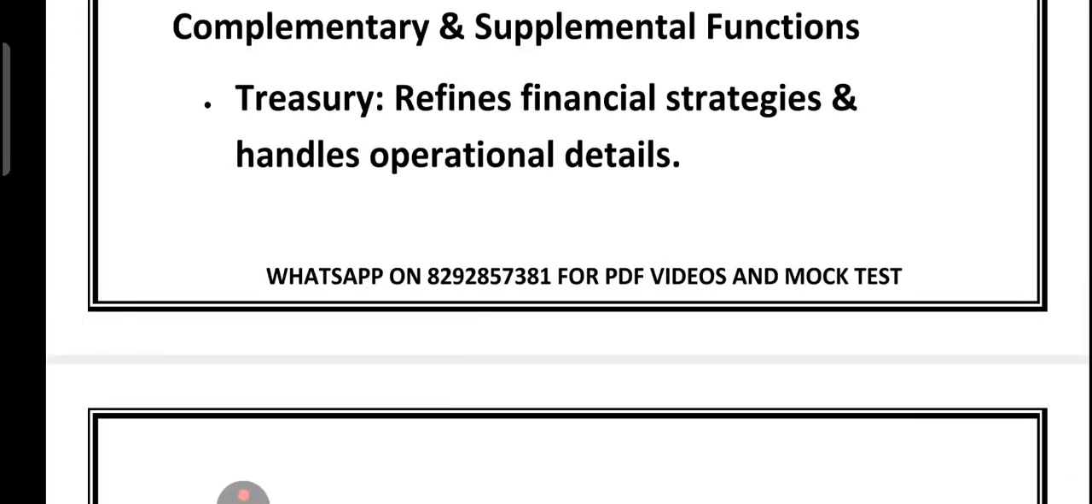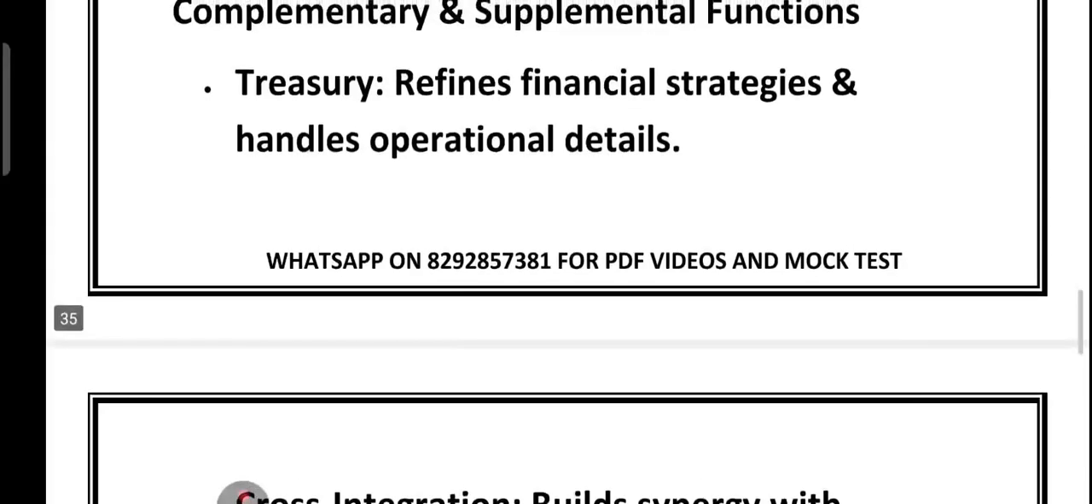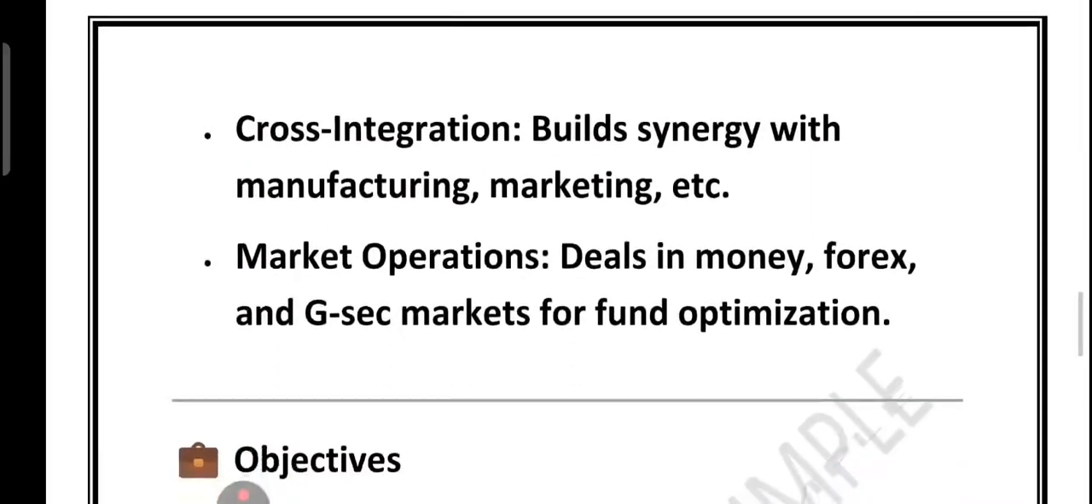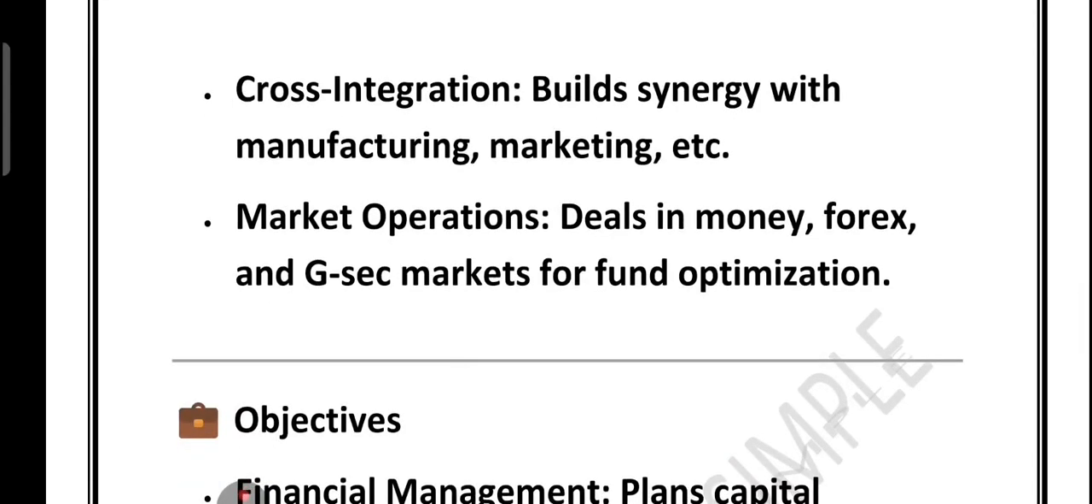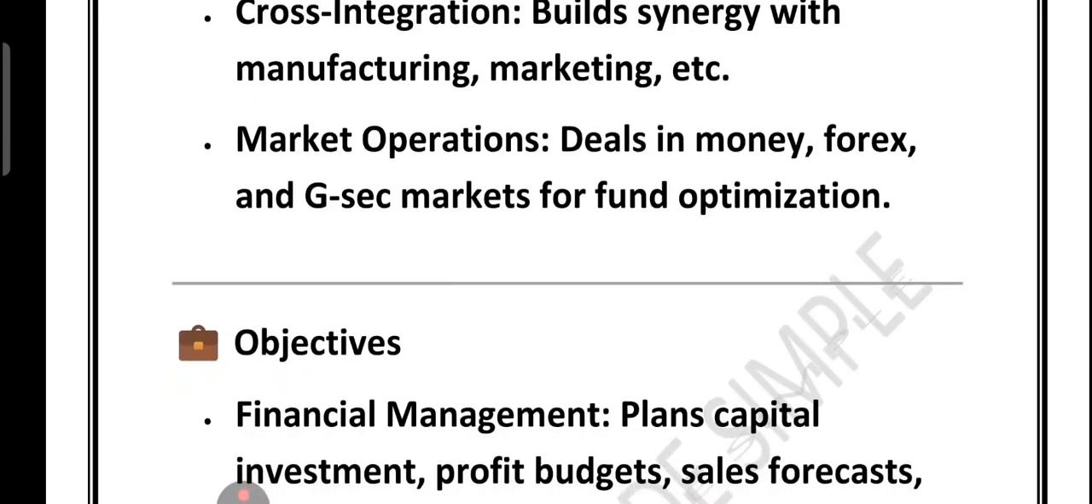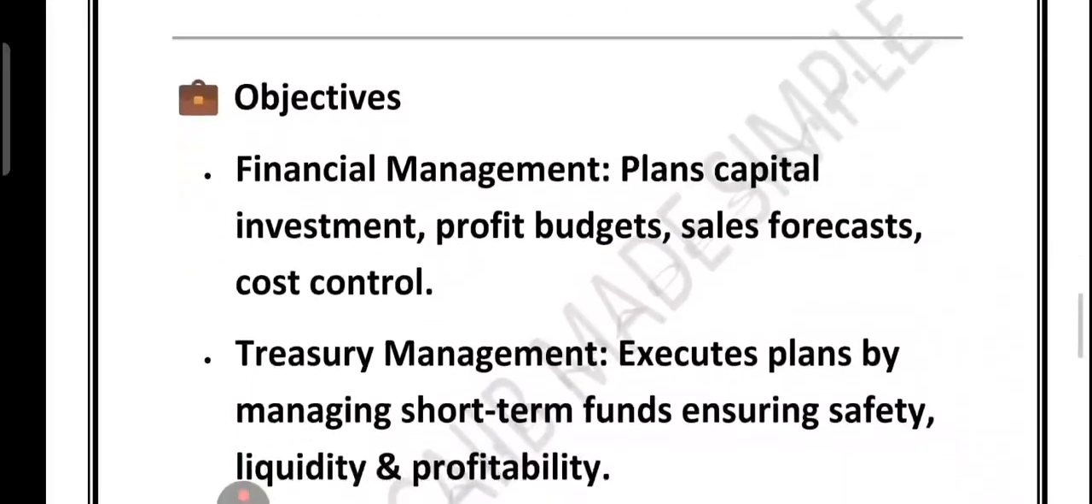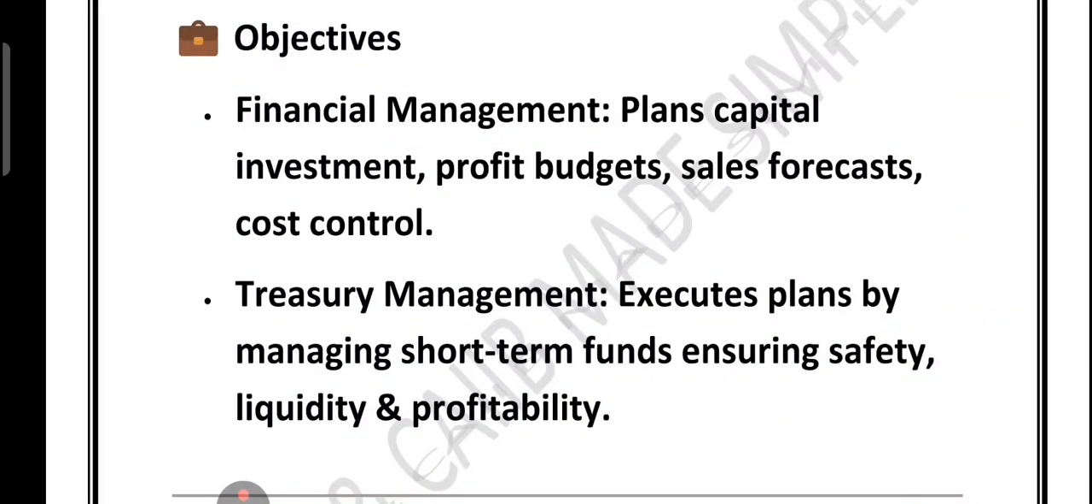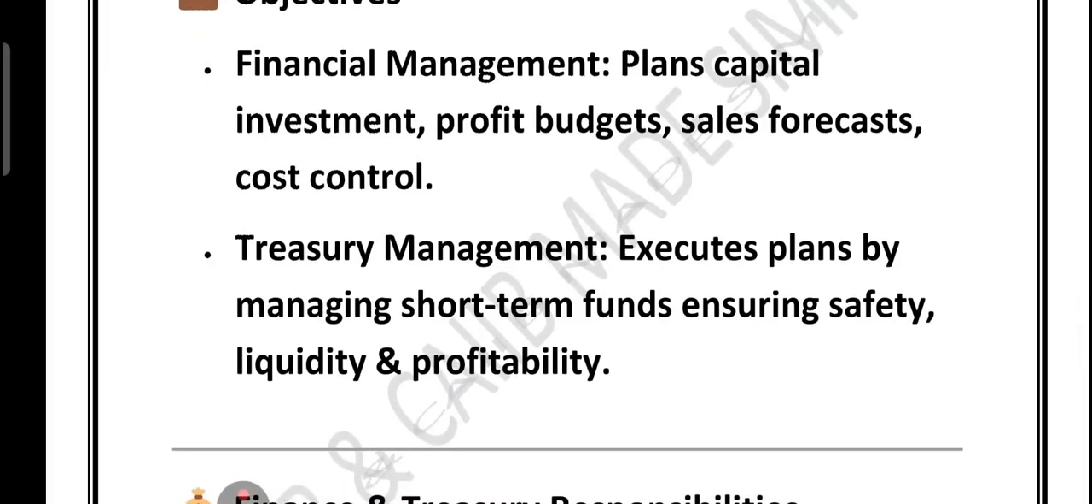Now we will explore how finance and treasury function complement each other. I told you now, treasury refines financial strategy and handles day-to-day operation and cross integration. Treasury works closely with manufacturing, marketing, other departments to create synergy. And they manage money, forex, government securities to optimize the fund. That is called integration of these three things. On one side we have money market, forex market, and government securities. The objective is very simple, right? Financial management objective is to plan capital investment, plan profit budget, plan sales forecast and control the cost. And the objective of treasury management is to execute this plan by managing the short-term fund.